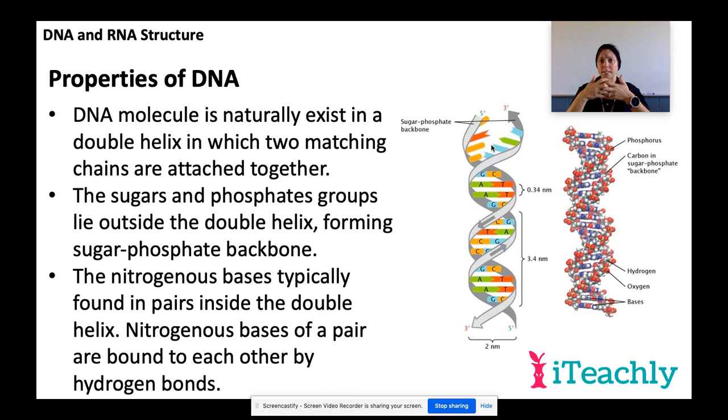Now these bases, how do these 2 sides hold together? They're actually held together by hydrogen bonds.